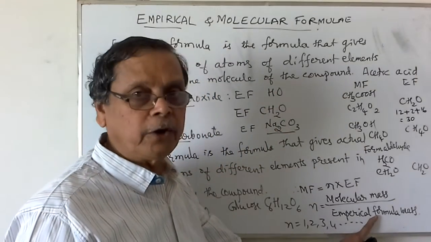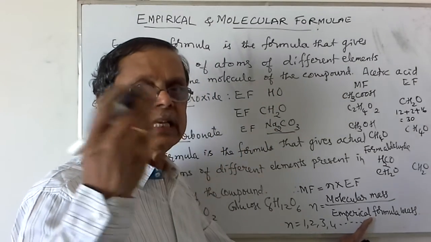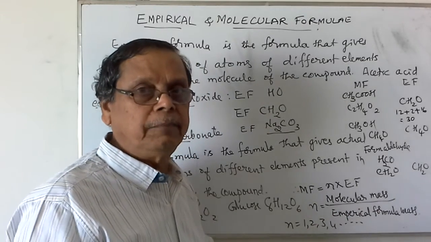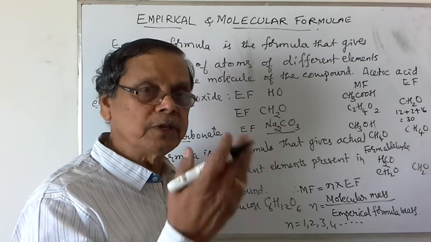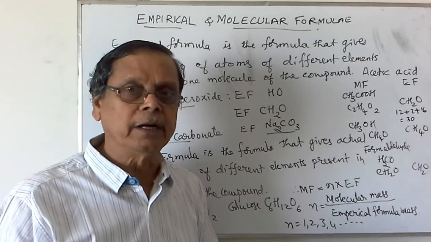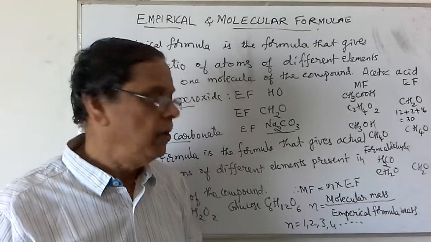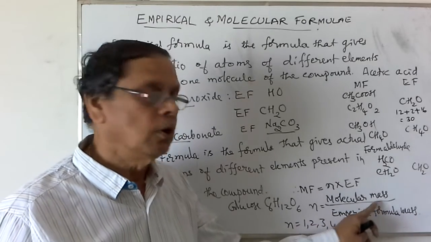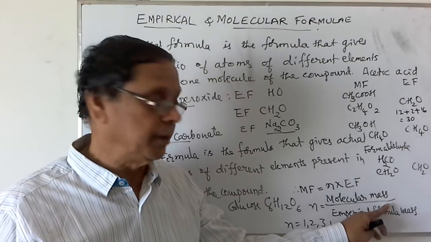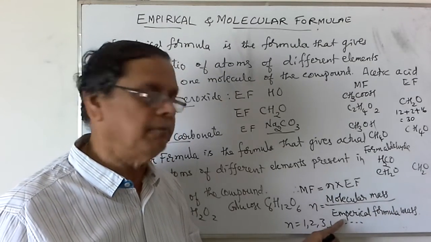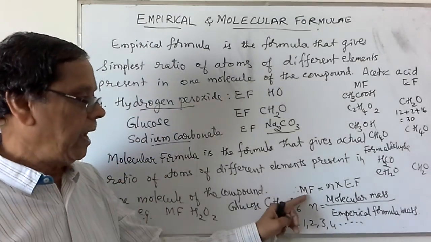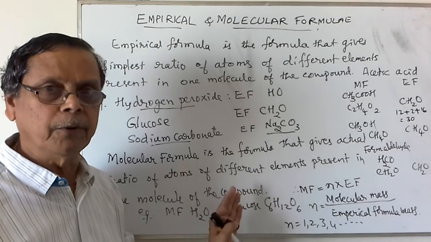Once you calculate the empirical formula mass, from the various other experiments, we can determine the molecular mass, either by using the Victor-Meyer's method or by using colligative properties like elevation in boiling point, depression in freezing point, or the viscosity method. Various other methods are available to determine the molecular mass. That itself is a topic in second year in colligative properties. So once you determine the molecular mass and empirical formula mass, you calculate this n, from which we can calculate the actual molecular formula for the given compound.